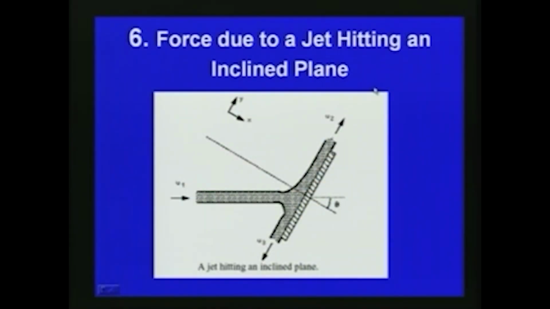So, this is the fifth case we have analyzed for the application of the linear momentum equation. Now, the last case we will be discussing is the force due to a jet hitting an inclined plane. We have seen that whenever the plate is placed vertically and the jet acts like this, the analysis is very simple, and we have already seen it.